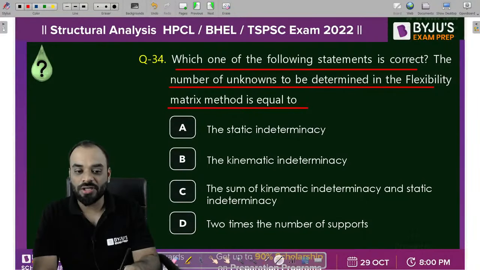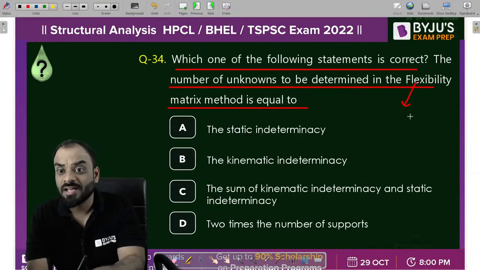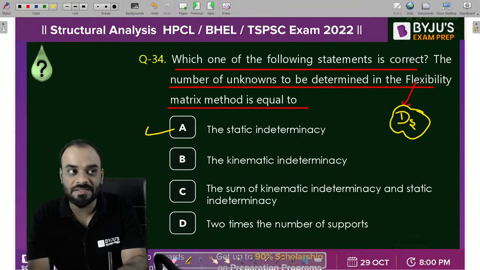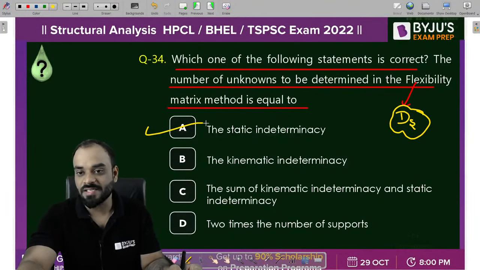The number of unknowns in the flexibility matrix method. You know that, guys, the flexibility matrix method is nothing but our force method. So the total number of unknowns is equal to how much? It should be Ds. That means static indeterminacy, right?